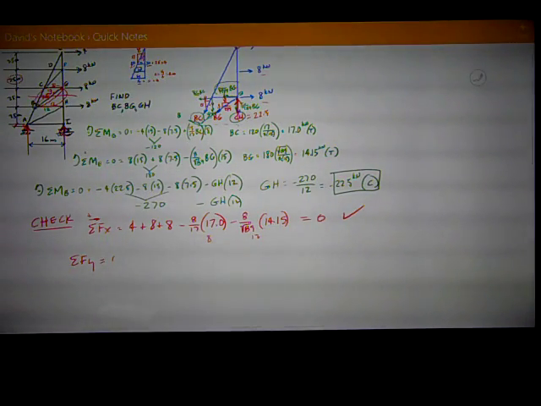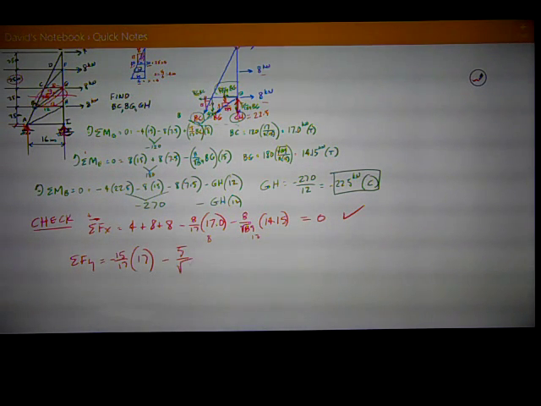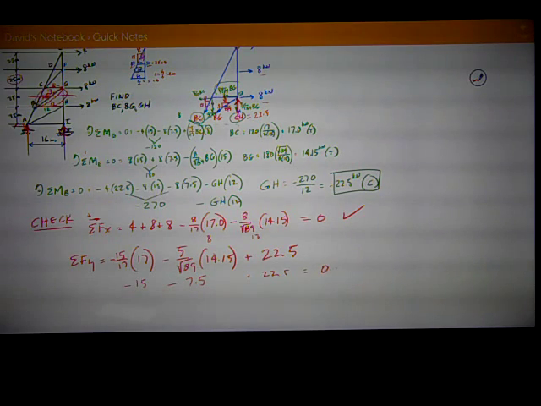Anyway, just looking at my drawing, I have negative 15/17. That looks like a positive. Negative 15/17, the force in BC, which was 17. Also negative 5 over the square root of 89 times the force in BG, which was 14.15, plus that 22.5. These work out to be negative 15 and negative 7.5, plus the 22.5 does equal to 0, so that one checks also.